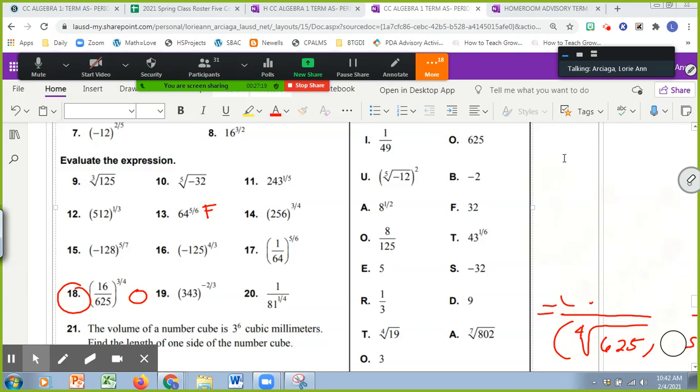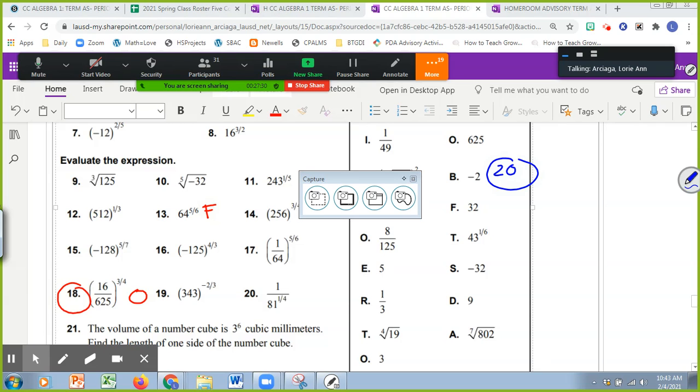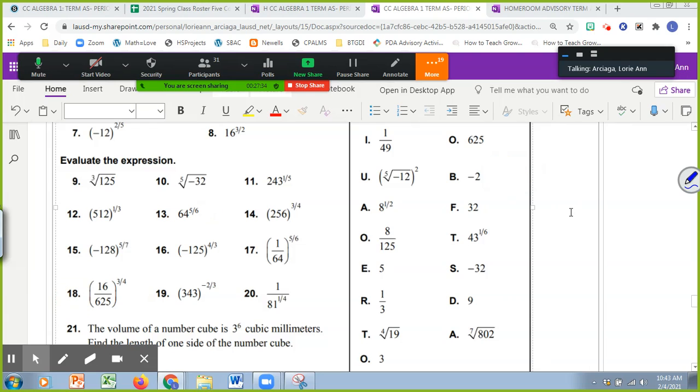Emily said 20. All right. So number 20 is 1 over 81 raised to 1 over 4.